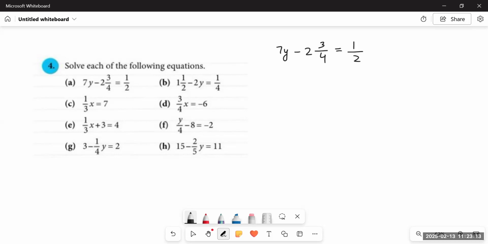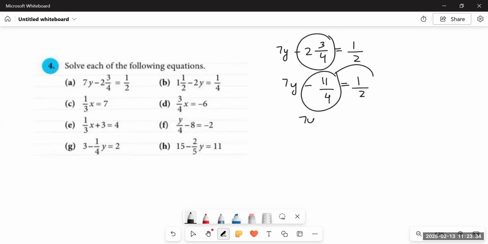So what we will do, we'll look over here that this is a mixed number. So we'll convert it into an improper fraction. It would be 7y minus 2 fours are 8, 8 plus 3, 11 upon 4 is equal to 1 upon 2. Then what we will do, we will simply shift it to the other side as a whole. 7y would remain the same is equal to 1 upon 2 would remain the same. Minus 11 upon 4 would become plus 11 upon 4.